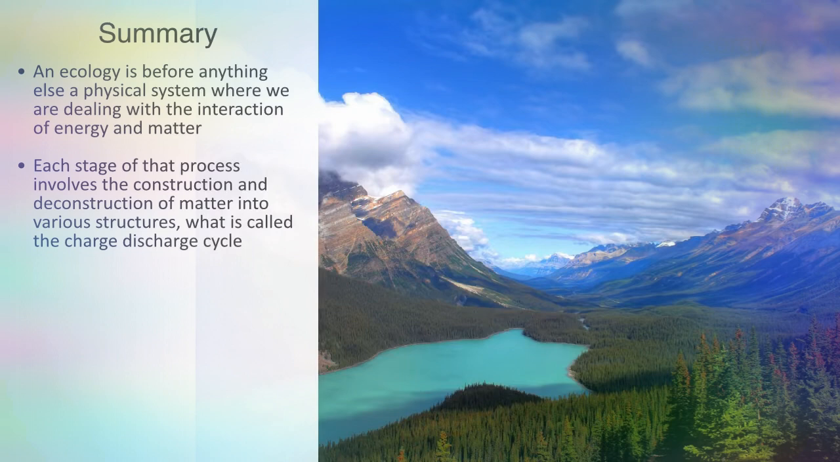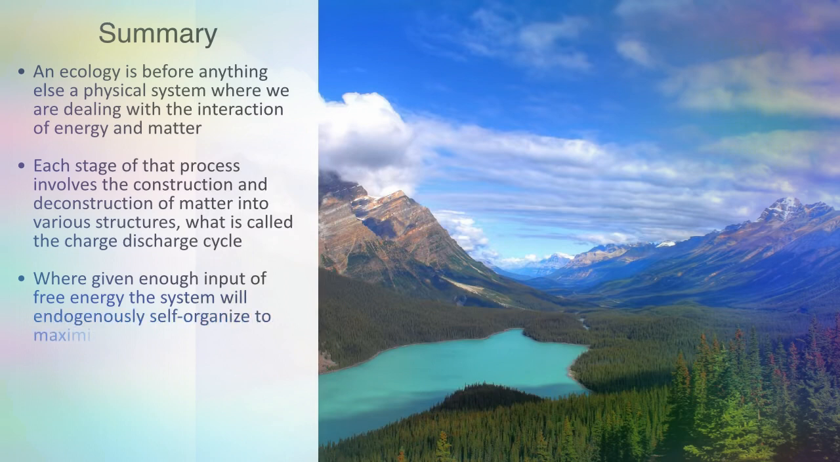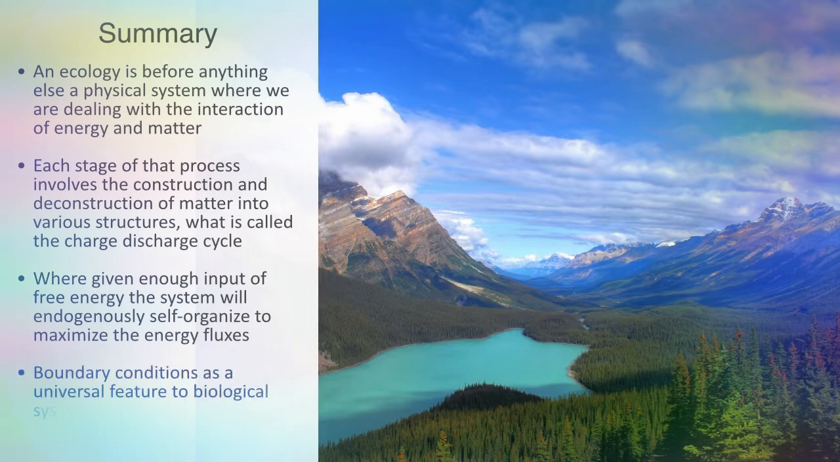abiotic elements. We then went on to talk about the maximum power principle, a process of self-organization where given enough input of free energy, the system will endogenously self-organize to maximize the energy flux through the network as creatures co-evolve and co-adapt to occupy the various niches required. We talked about boundary conditions as a universal feature of biological systems, ecosystem dynamics and homeostasis as a process of feedback loops. Finally, we talked about evolution as a process of selection over a set of elements to maximize the throughput to the ecosystem's metabolic network.